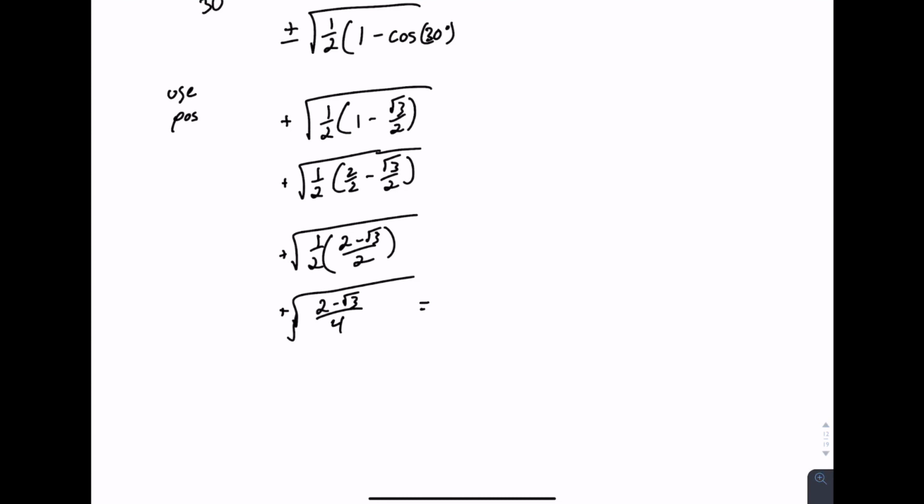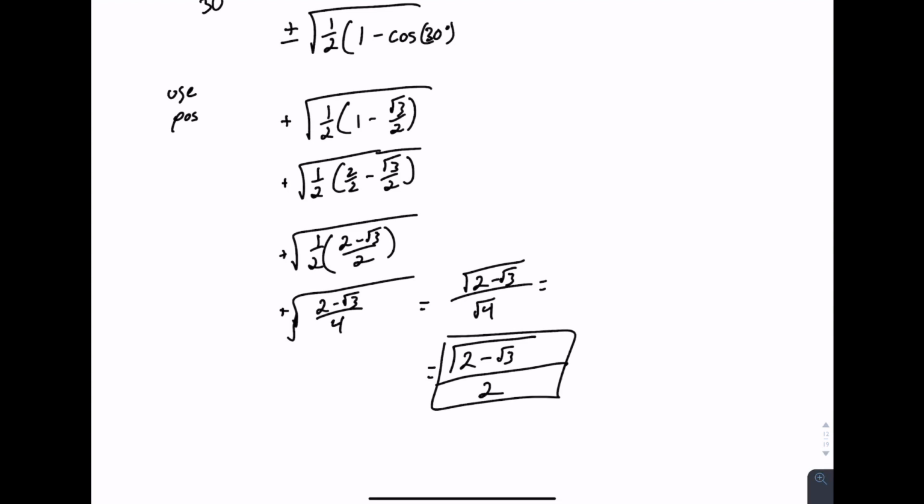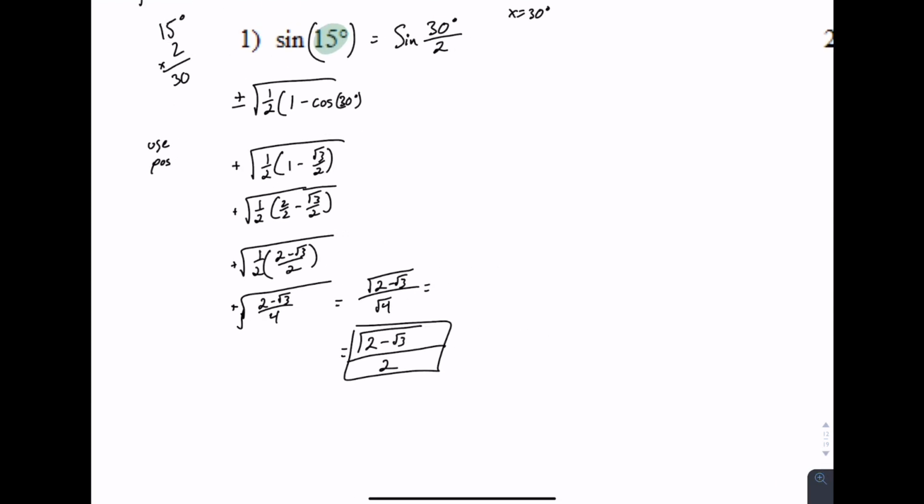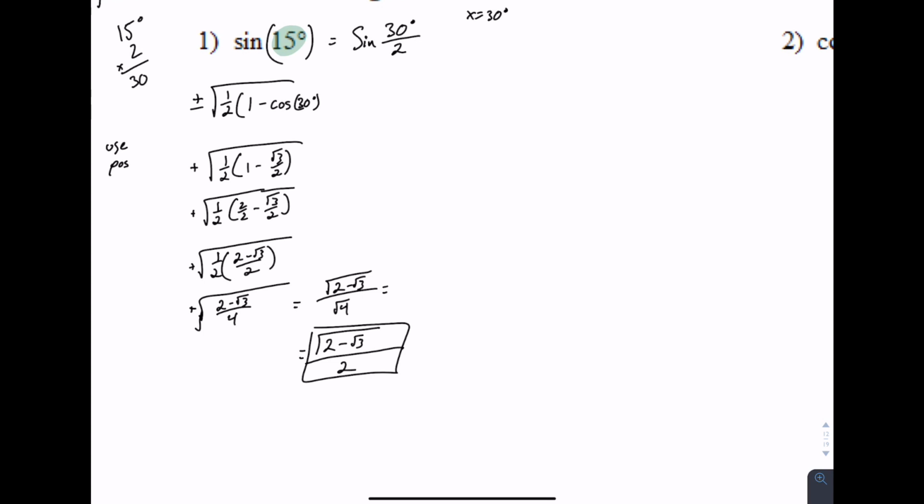And so now this equals the square root of 2 minus the square root of 3 all over the square root of 4, which is 2. So this equals 2 minus the square root of 3 all under square root all over 2. Okay, now it's just a bunch of arithmetic there and like math gymnastics.